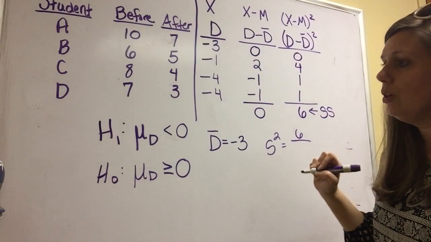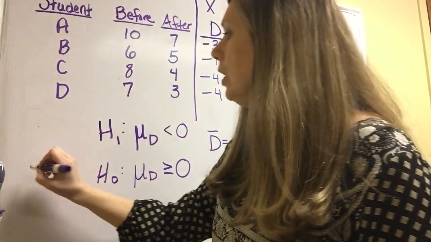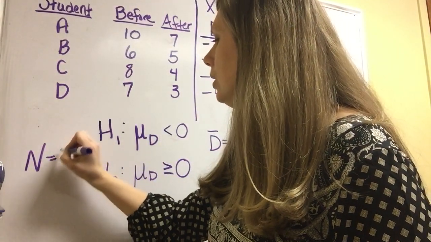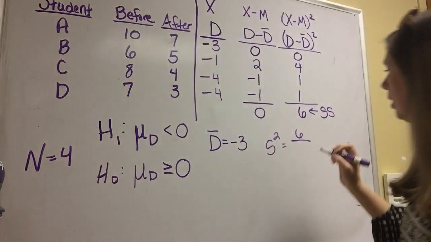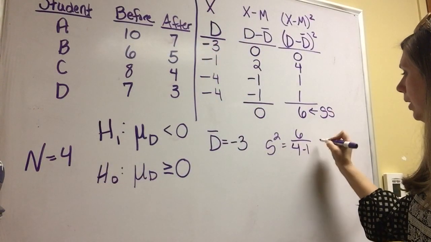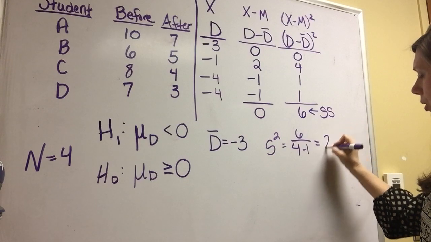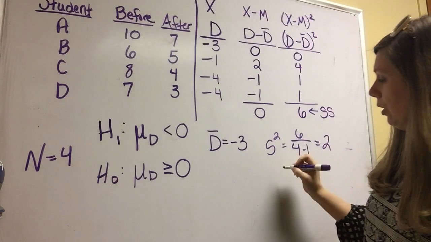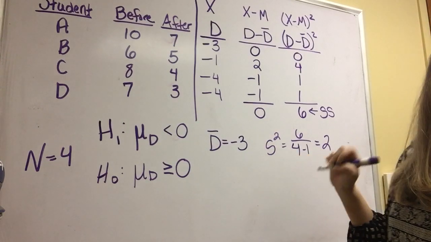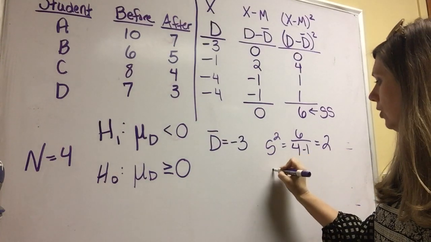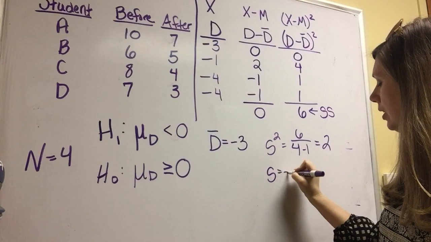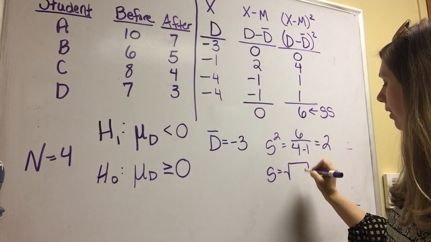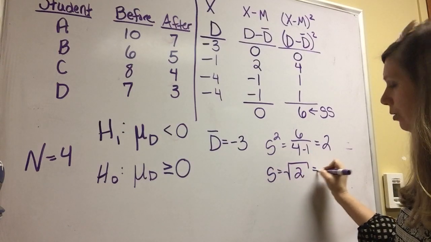minus 1. So I never wrote it anywhere, but I'm going to come back over here and just say my n is 4. So 4 minus 1, so 6 divided by 3, which will be a variance of a 2. Then we're going to get the standard deviation, because remember we have to get the standard error eventually. The standard deviation is the square root of the variance, so the square root of that 2.